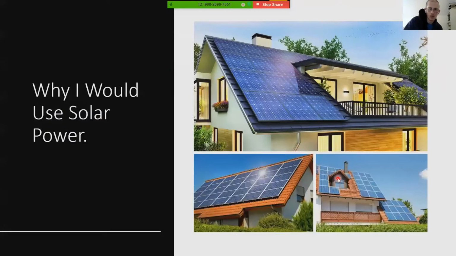And why would I use solar? I still would, despite some of the disadvantages and initial costs, just because you can use tax credits and incentives to help reduce those initial costs. You can also lease. It's silent, and it increases your property value, and it's better for the environment.